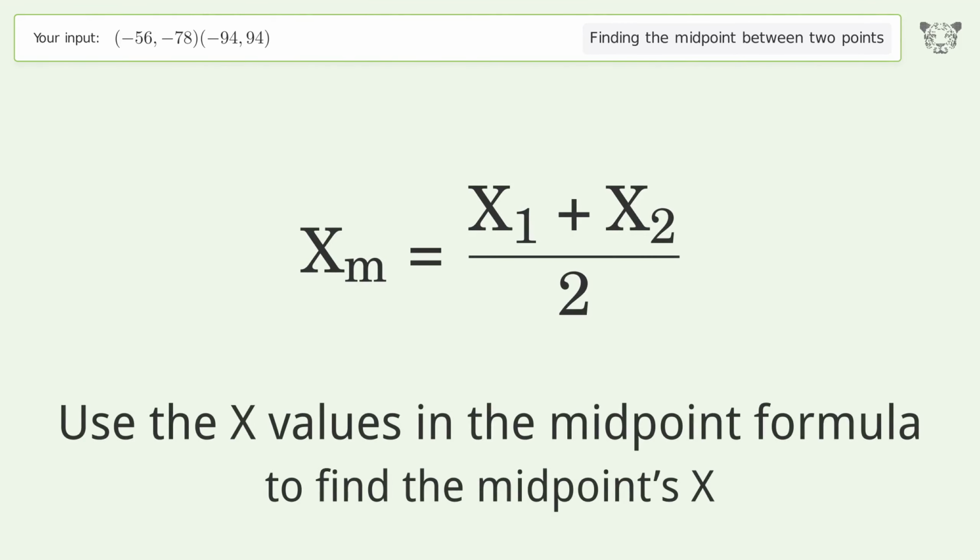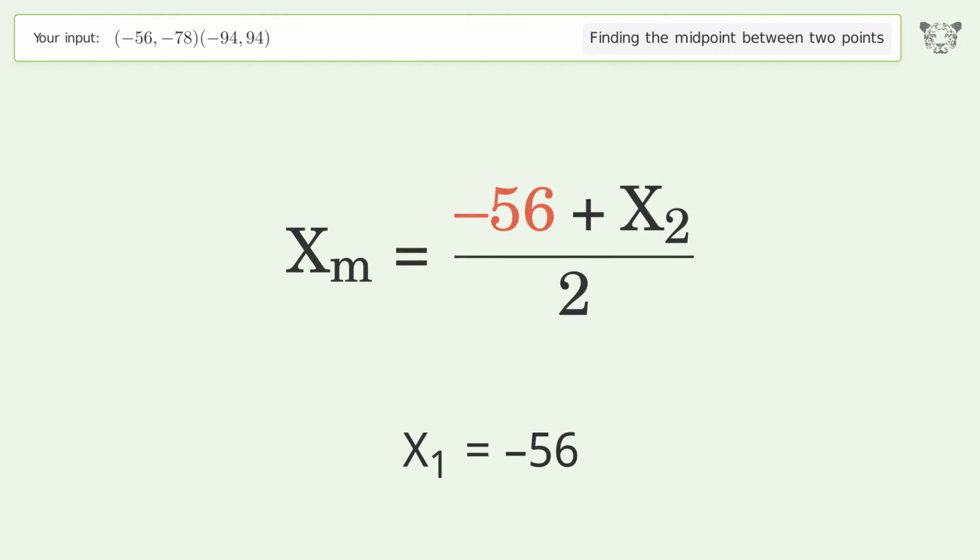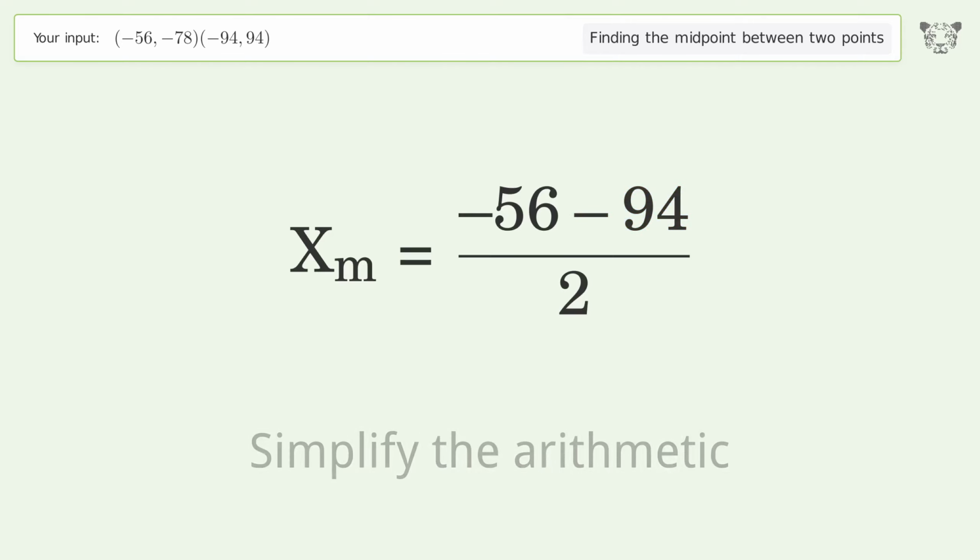Use the x values in the midpoint formula to find the midpoints x. x1 equals -56. x2 equals -94. Simplify the arithmetic.